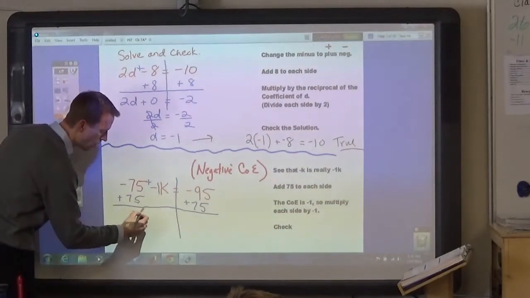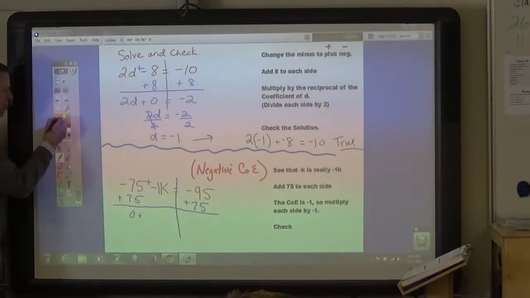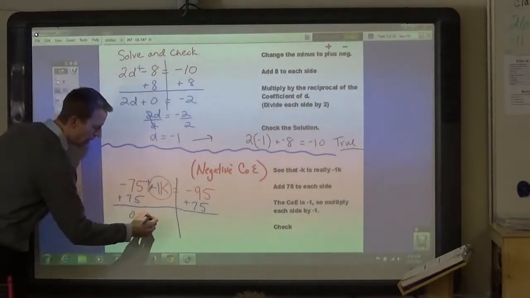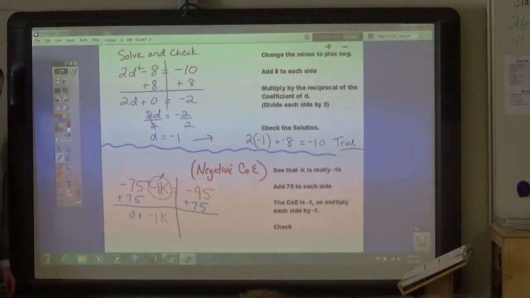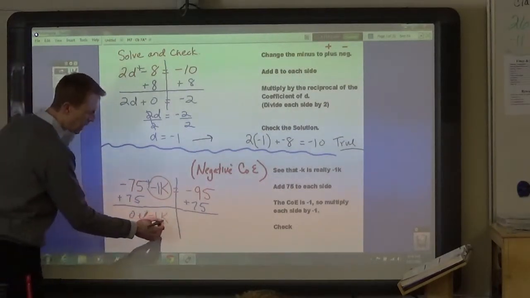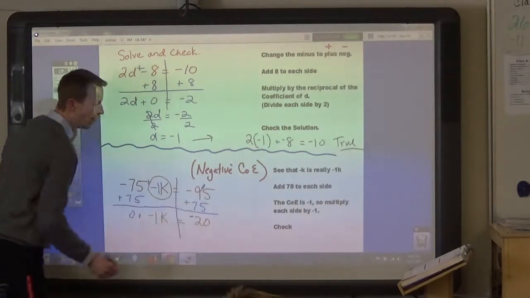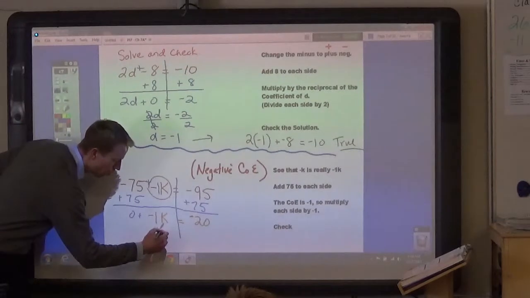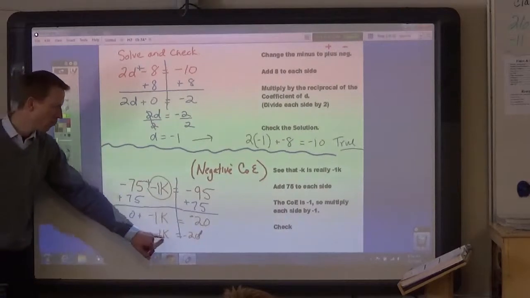You can bring this down to 0 plus 1k. What would you bring down? Noah? What would you bring down here? -1. Or yeah, -1k. You bring down this whole variable term. So 0 plus -1k is -20, because -95 plus 75 is -20. That means -1k equals -20. How do you get rid of a -1k?